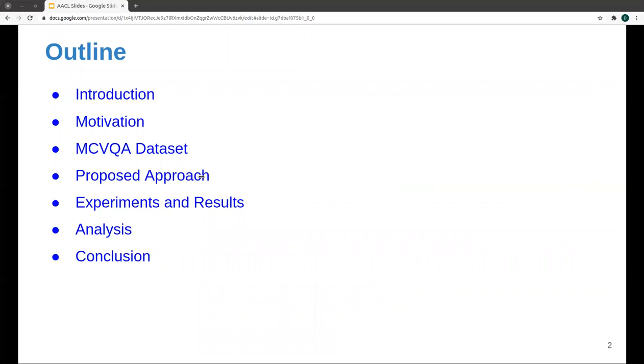In this presentation, I will begin by providing an introduction to visual question answering in multilingual and code mix environment, followed by some motivating examples. Later, I will discuss our method for the creation of MCVQ datasets. Then I will discuss the proposed approach. Finally, I will conclude with the experimental result and analysis.